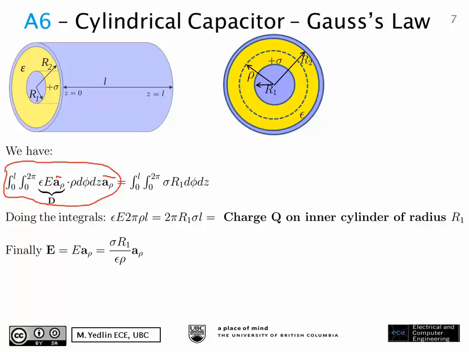Epsilon, E, and rho are all constant, and so they come out of the integral, and then we have to integrate the phi, which just circulates all the way around. That gives us 2 pi. The z integral is the integral of a constant from 0 to L, so we get that. And this is just the area of our Gaussian surface. Call it AGS.